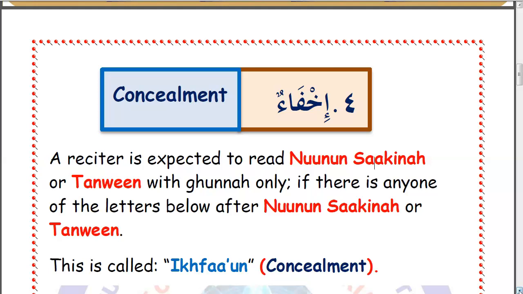I'll tell you that Ikhfaa does not independently have any rule of its own. It shares rule with Izhar and Idgham. That is why it is referred to as Ikhfaa, hiding. It is hiding behind Izhar and Idgham because it does not independently have any rule of its own.